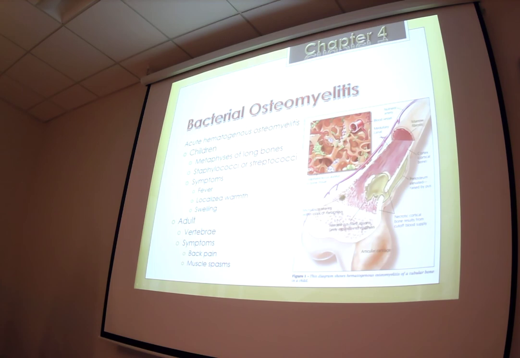You can see in this cross section. So it comes from the blood supply into the bone, then creates this abscess in the bone that eventually busts through the bone wall into the periosteum, and then can then break from there, leading to the rest of the body.